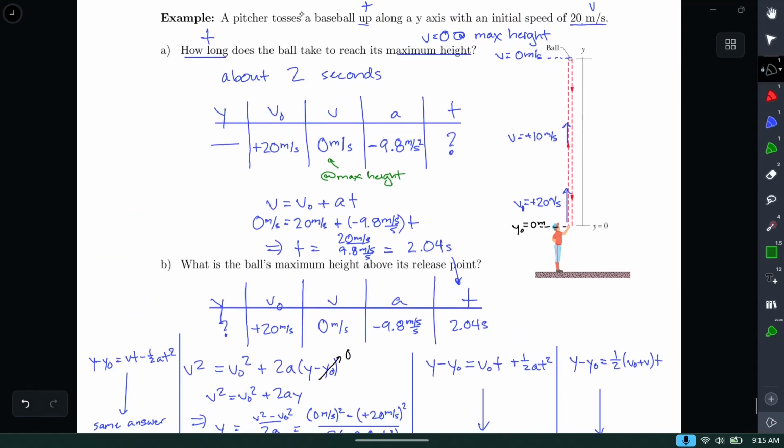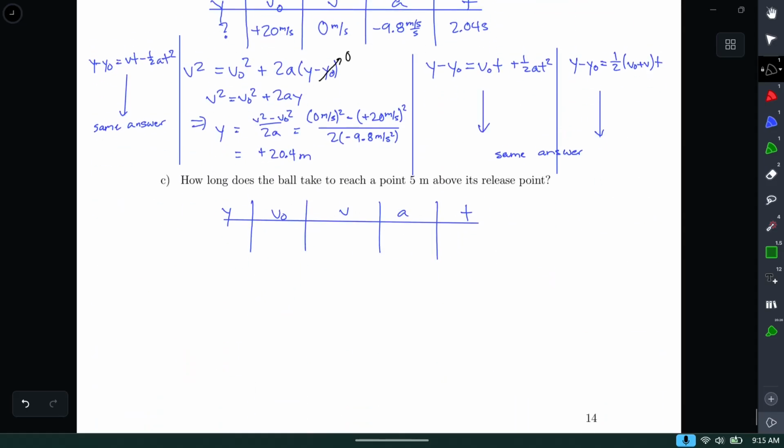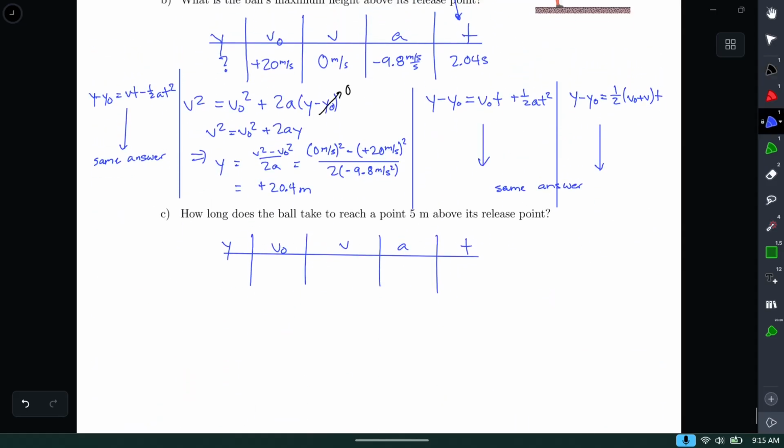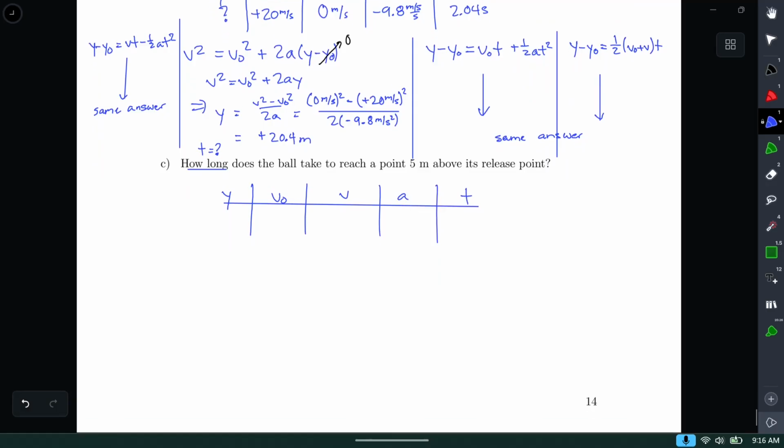So I'll say this is about 5 meters above the release point, so in the positive direction. The question is, how much time does it take? How long does it take for it to reach that height? So what can I fill into my table? The displacement is 5 meters, positive 5 meters. Okay, what else?